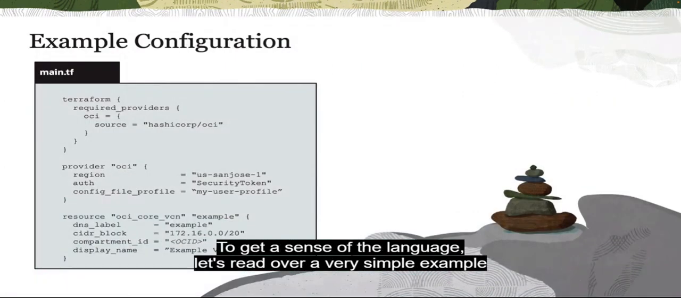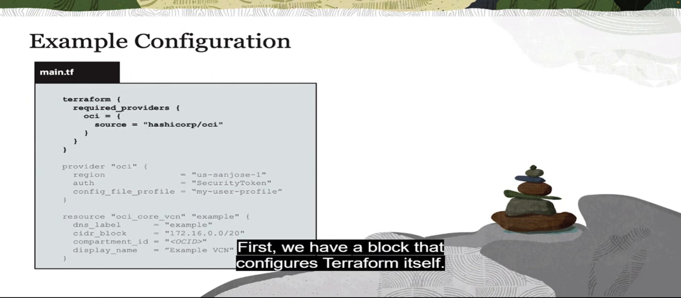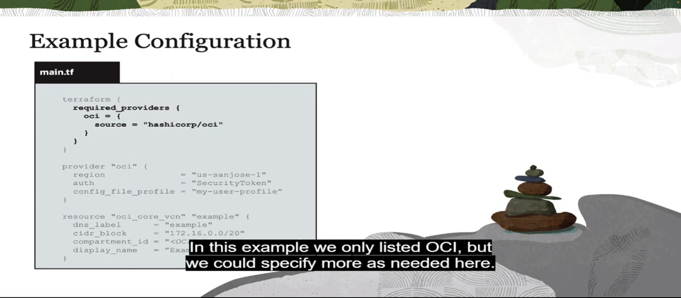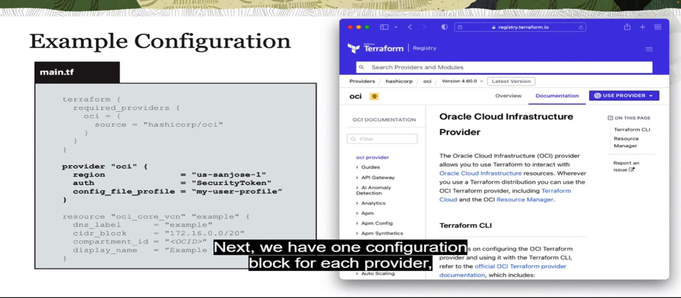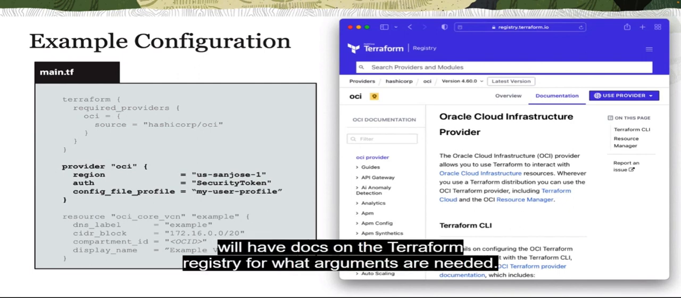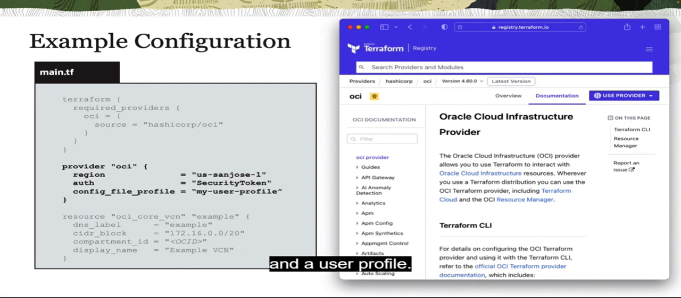To get a sense of the language, let's read over a very simple example together. First, we have a block that configures Terraform itself. In that block, we have another block that lists the providers that are used. In this example, we only listed OCI, but we could specify more as needed here. Next, we have one configuration block for each provider, in this case, one for OCI. Any of the official or verified providers will have docs on the Terraform registry for what arguments are needed. So here, we can see that we chose a region, method of authorization, and a user profile.